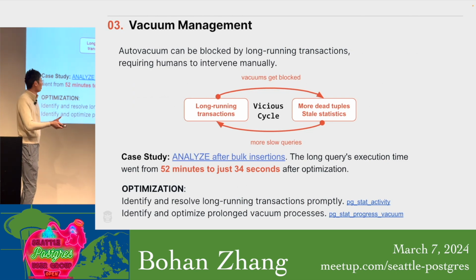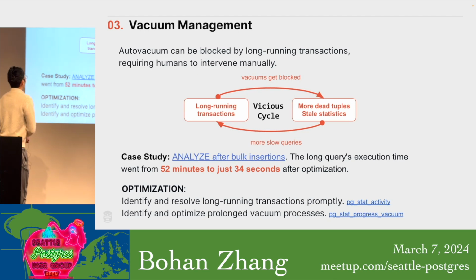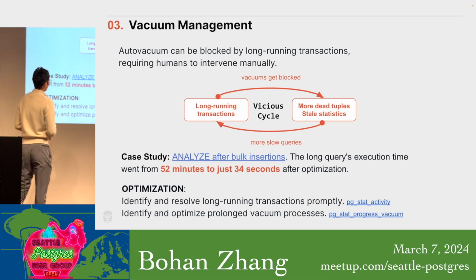To solve this issue, we need to run ANALYZE manually. ANALYZE will manually update the statistics. So for every bulk insertion, we should run ANALYZE manually to update statistics on time. After doing this, the long query's execution time went from 32 minutes to just 34 seconds after optimization. So this is a real-world example.